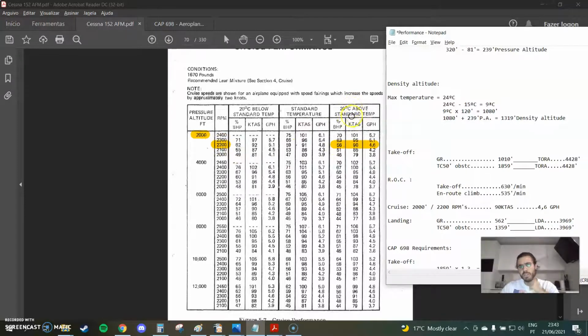I chose 20 degrees above standard temperature. I'm not 20 degrees, I'm 10 degrees above the standard temperature, but I like to go for the worst case scenario, so I always do this. But it's small differences, 1 knot and 0.2 differences in gallons per hour. I'll always do it like this, go for the worst case scenario, even if I'm between scenarios. Sometimes people just take the medium between the two of them, I don't know how to say it in English, and I don't. I just go for the worst case scenario. Like this, I'm always comfortable.